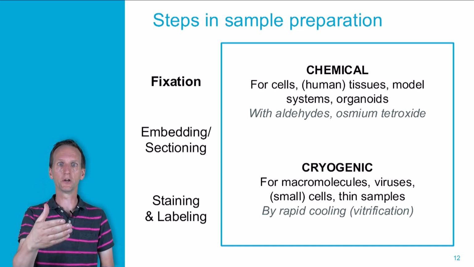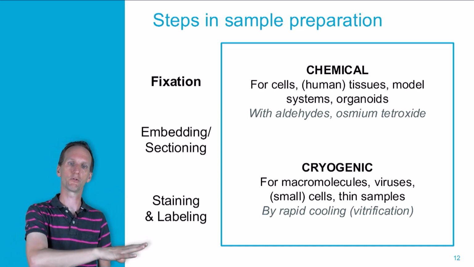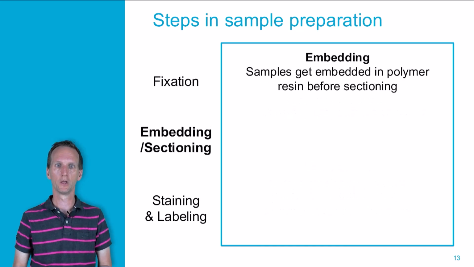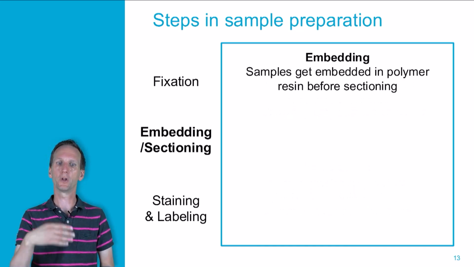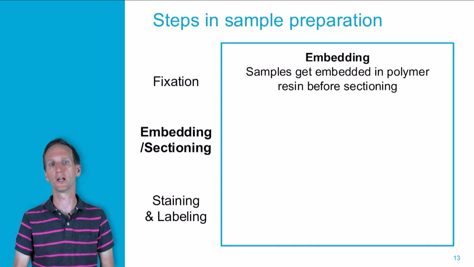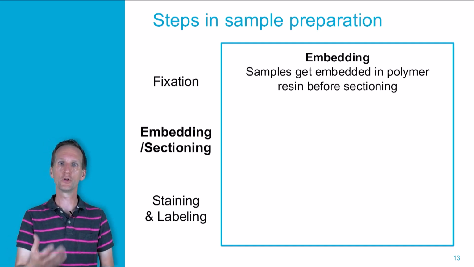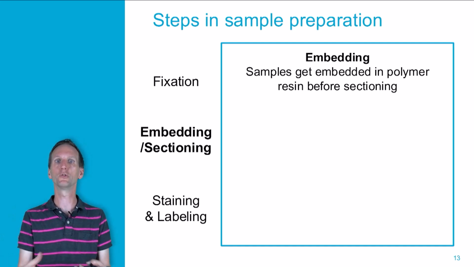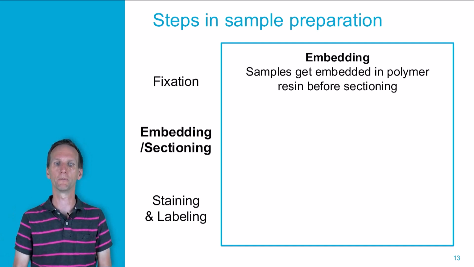Now, in the remainder of this video, we will focus on chemical fixation. We will deal with cryogenic fixation later. So after chemical fixation, a few further steps need to be done in order to prepare the sample for electron microscopy. First, of course, the sample needs to be dehydrated. We need to get the water out and replace it with some other material.